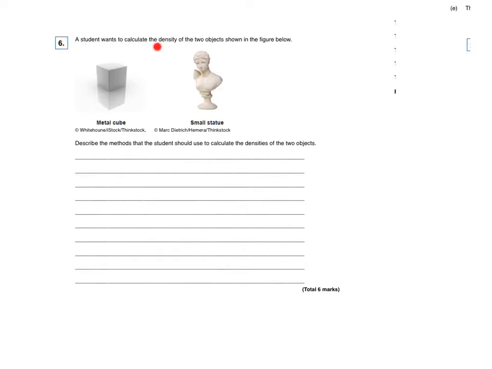A student wants to calculate the density of the 2 objects shown in the figure below: a metal cube and a small statue. Describe the methods that the student should use to calculate the densities of the 2 objects.